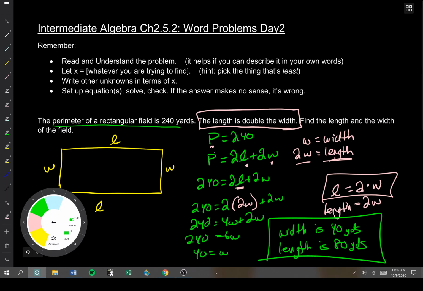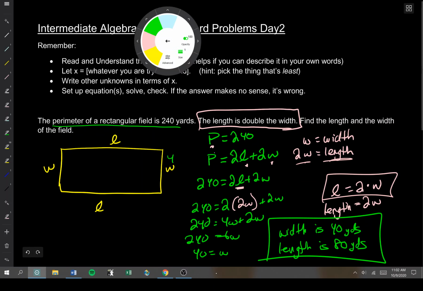And I've solved the problem. Turns out 40 plus 80 plus 40 plus 80 does equal 240, so it checks. I satisfy both conditions. The length is double the width, and the total perimeter is 240 yards. Sweet, we did it. Way to go.